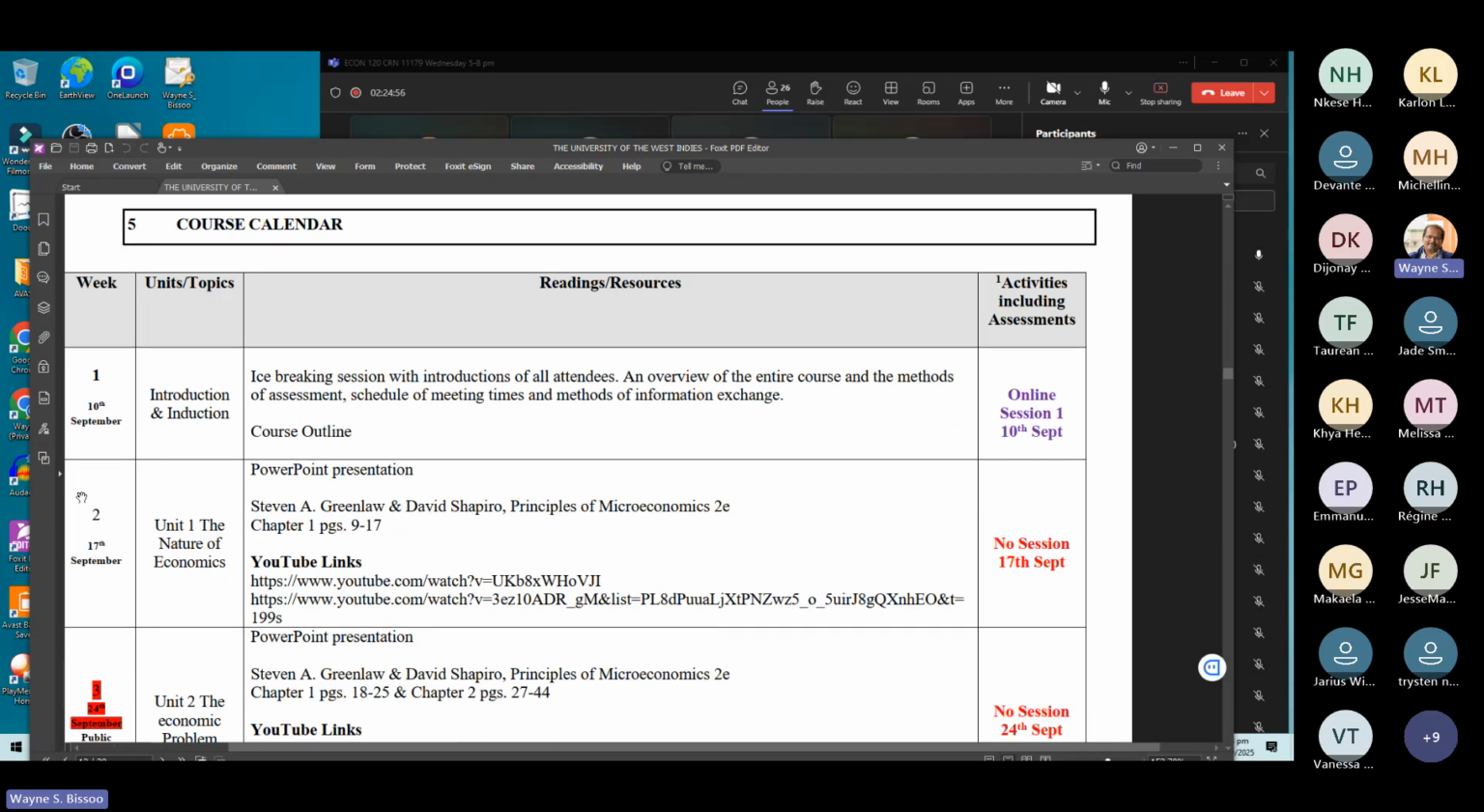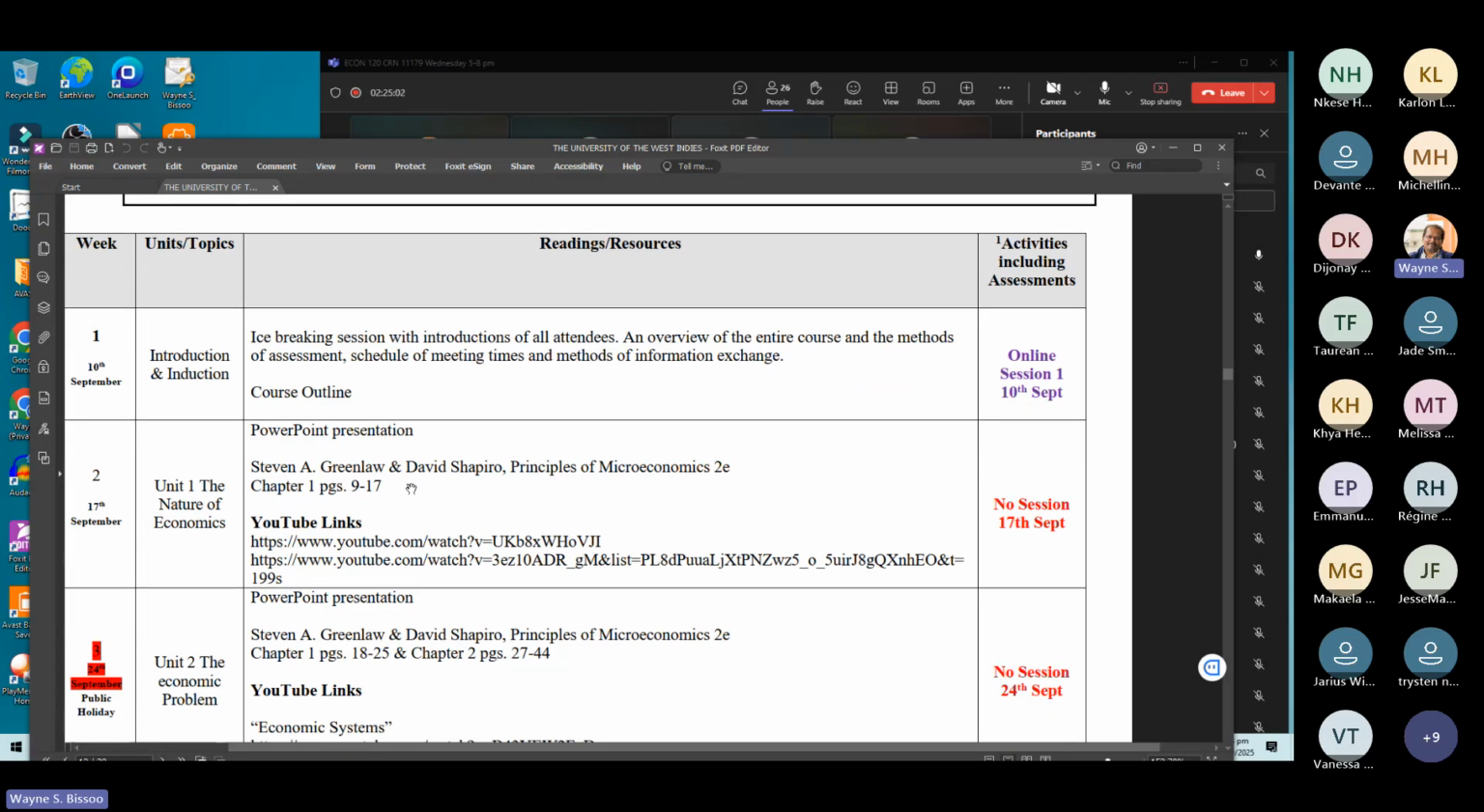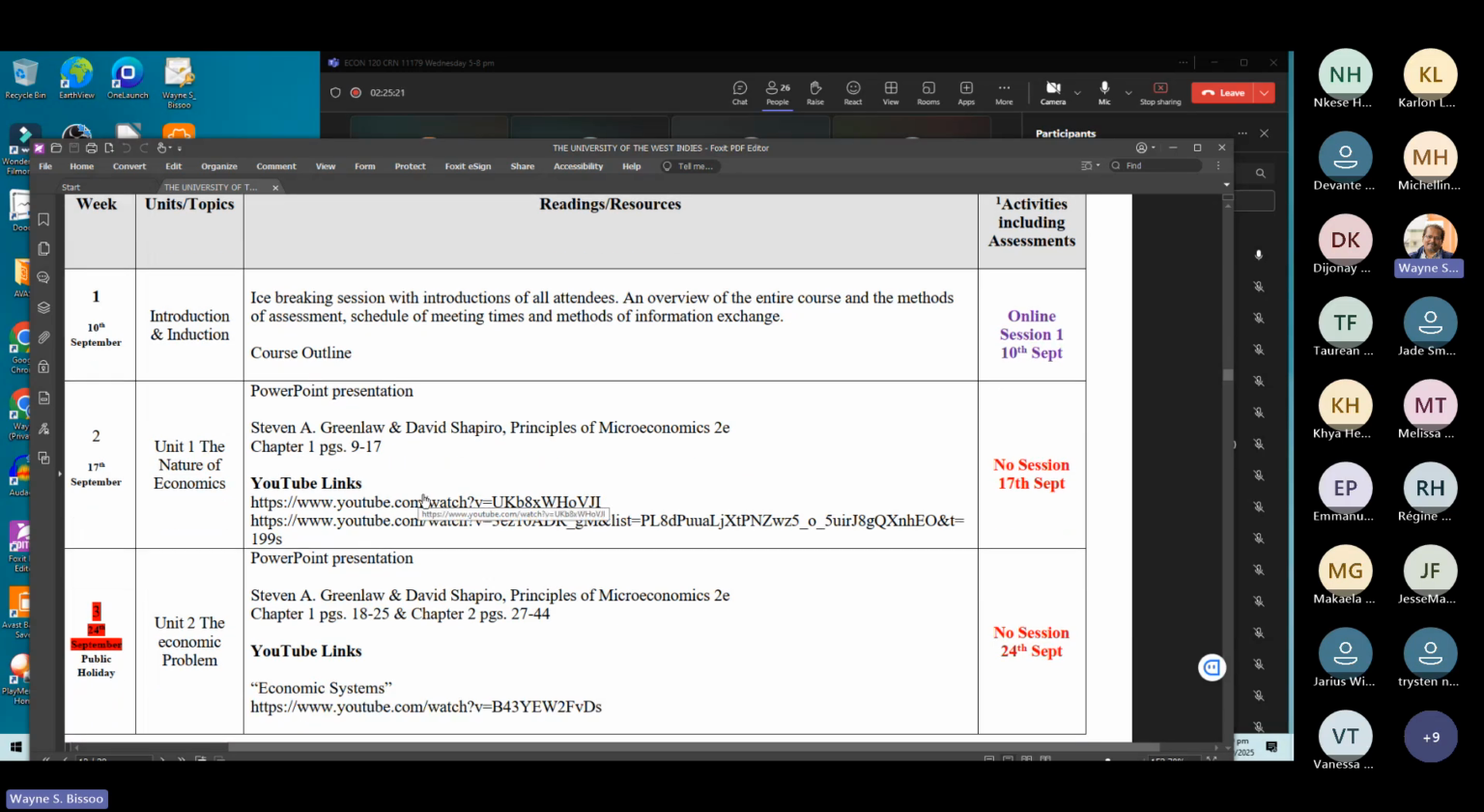Now you'd notice the next class is the 17th of September. I am not planning to have a session, but I expect that you would start working on Unit 1. These are the same things that are on the e-classroom. You have this, you can also use the link with it as well. These are the readings that you should be looking at from the textbooks that again you should download from the e-classroom as well. All right.